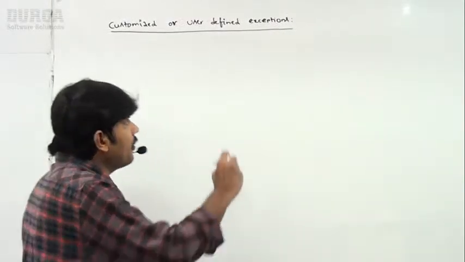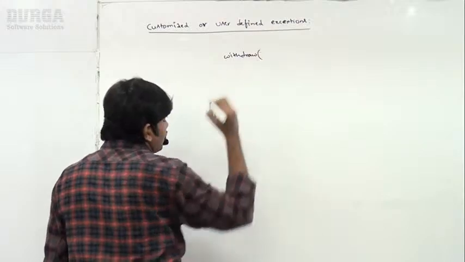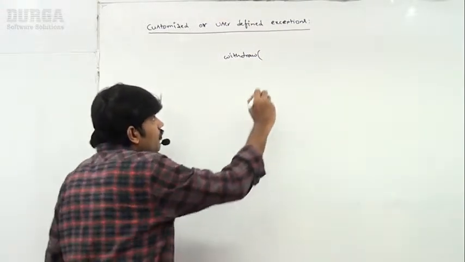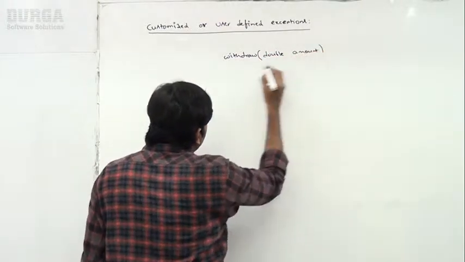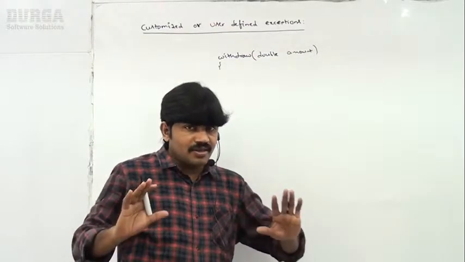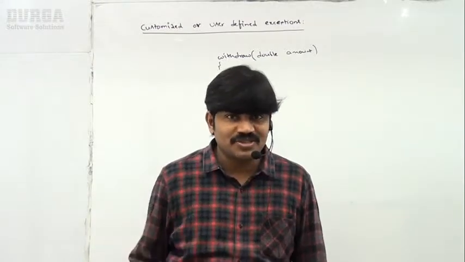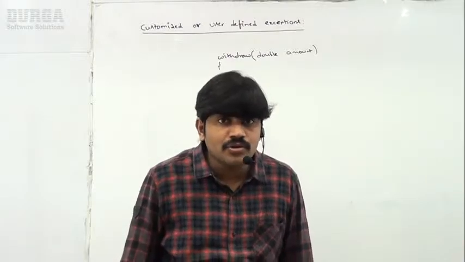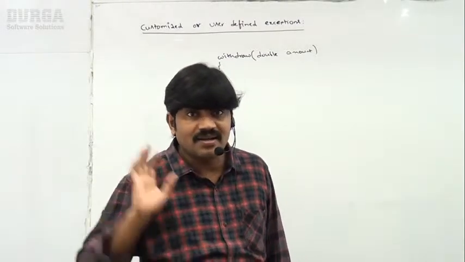Sir, I want to implement withdraw functionality. If you want to withdraw, we have to specify the amount as a double. Assume in my account 10,000 balance is there but I'm trying to withdraw 20,000 rupees. Is it possible? My account balance is 10,000 only, but I'm trying to withdraw 20,000 rupees. Is it possible or not? No chance at all. Remember this one.